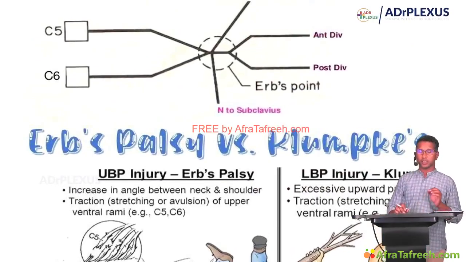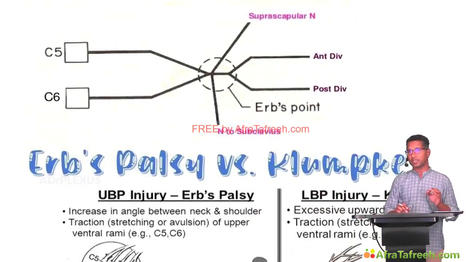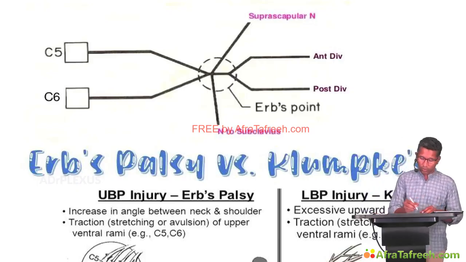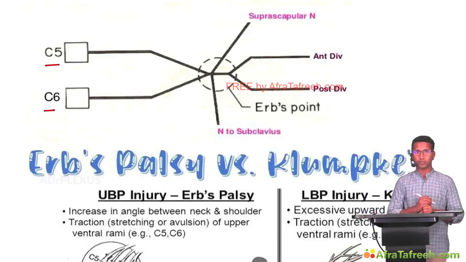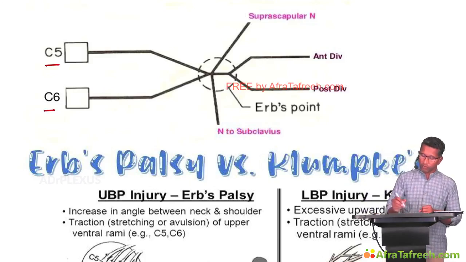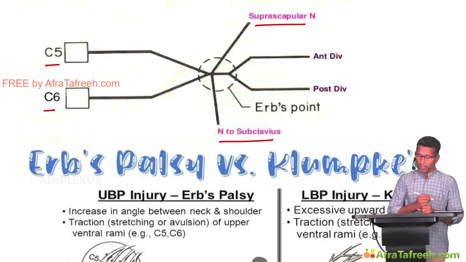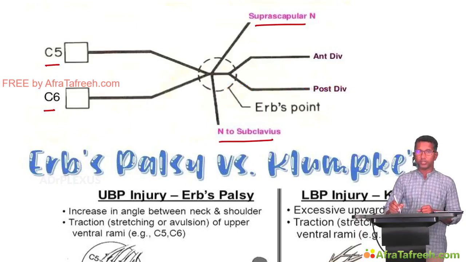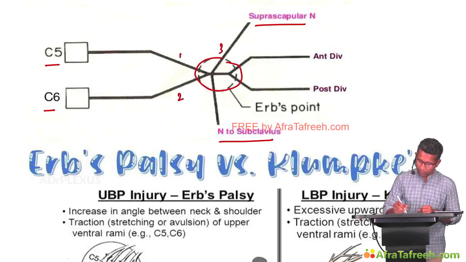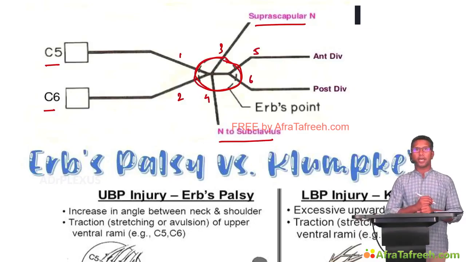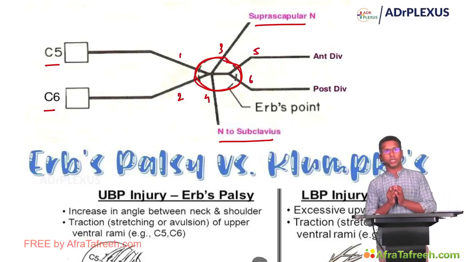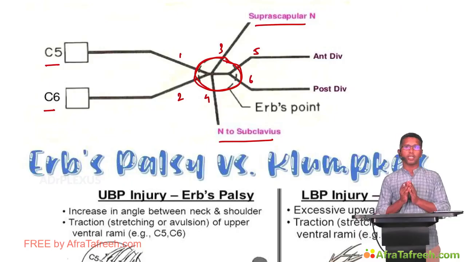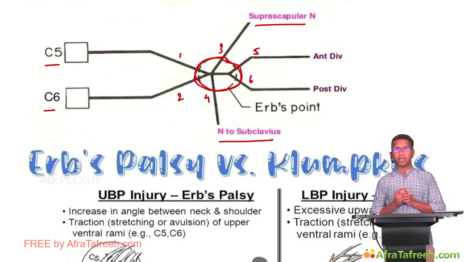Now, Erb's palsy is an injury which occurs at a point called Erb's point, where 6 nerves meet. Now, what are the 6 nerves? You all know that the C5 and C6 roots join to form the upper trunk. From the upper trunk, you get 2 nerves: the suprascapular nerve and the nerve to subclavius. The upper trunk divides into 2 divisions, anterior division and posterior division. The meeting point of these 6 nerves is called Erb's point. So injury to Erb's point results in a palsy called Erb's palsy.